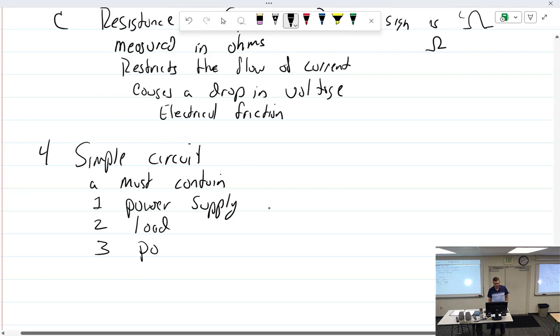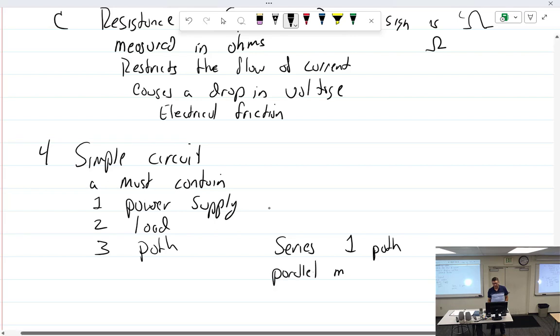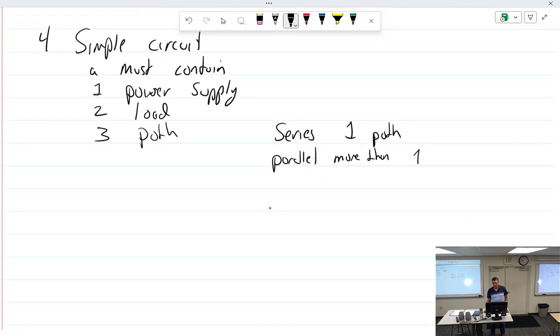A path. Okay. A single path for series and more than one path. So series can only have one path. And parallel, two or more than one path, two or more. And lastly, we must have power supply, load, path. Well, conductor would be in there, but that kind of works with path.